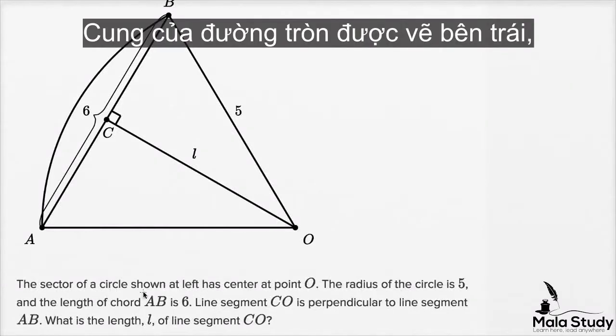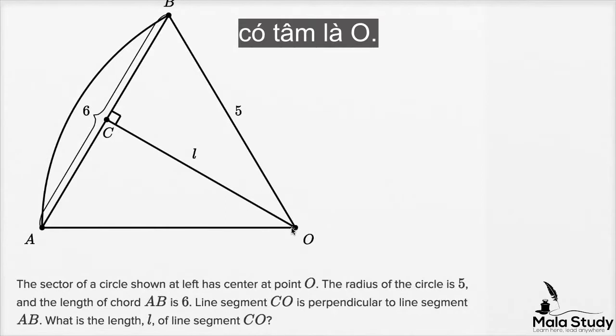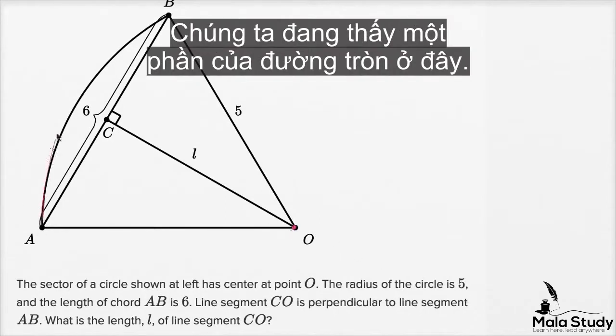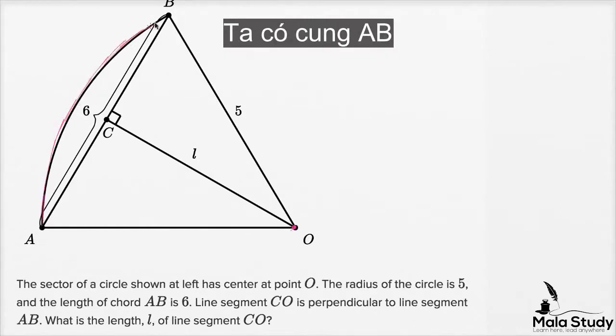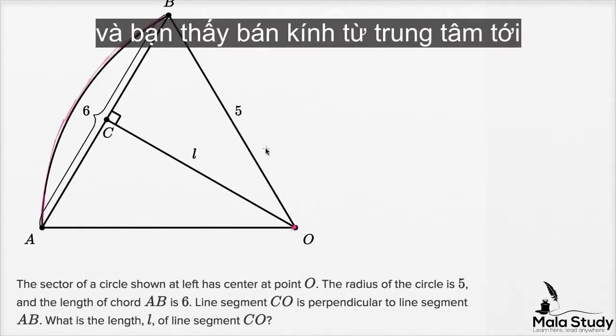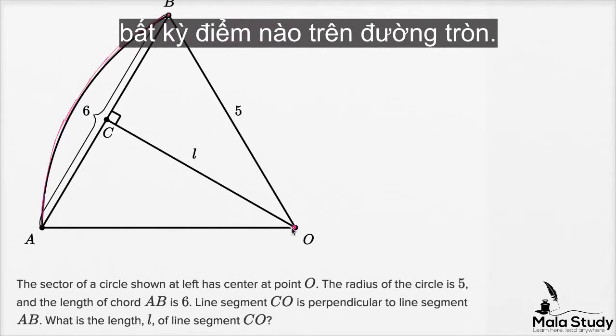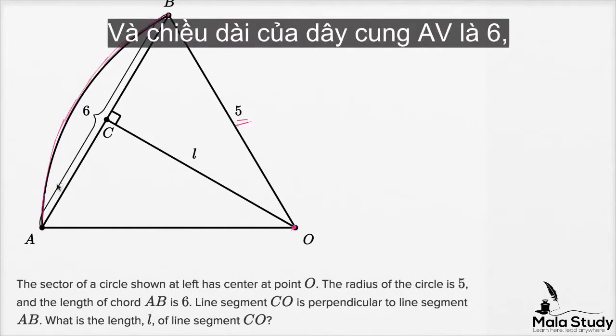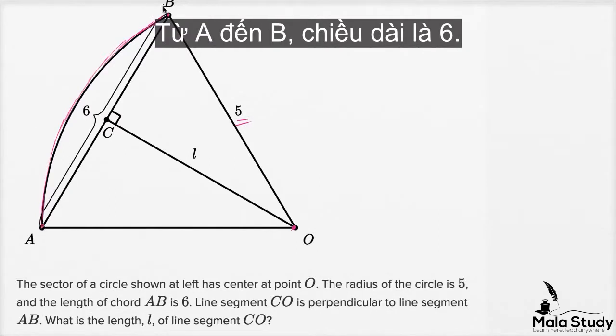The sector of a circle shown at left, I pasted it up here, has center at point O. The radius of the circle is 5. So we see we have part of a circle right over here. So we have that arc AB, and you see the radius from the center to any point on that circle. So OB is 5. And the length of chord AB is 6. And they've labeled that from A to B.